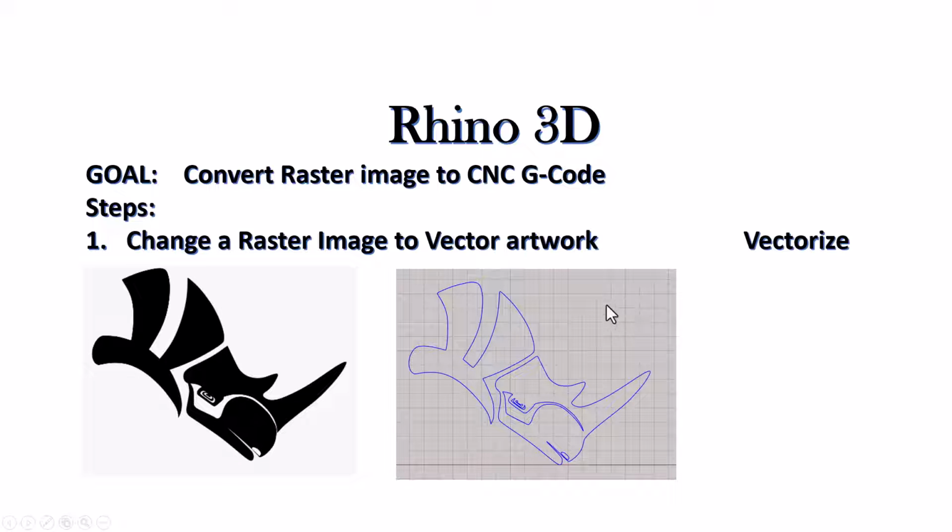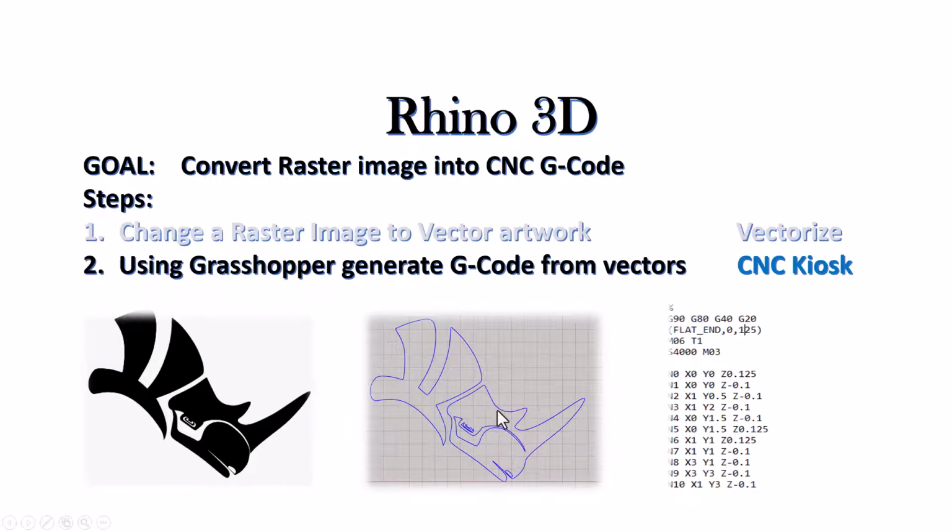So first of all, we'll start with Vectorize. Our command, we'll type it in, and then we'll convert a raster image to a vector image. Then change the vector image to a G-code that you can cut out on your CNC machine.